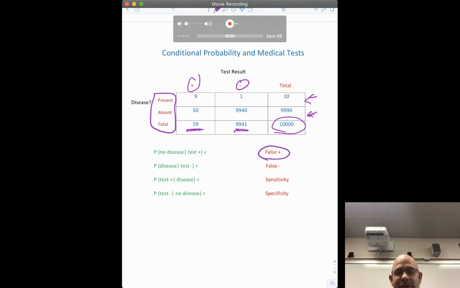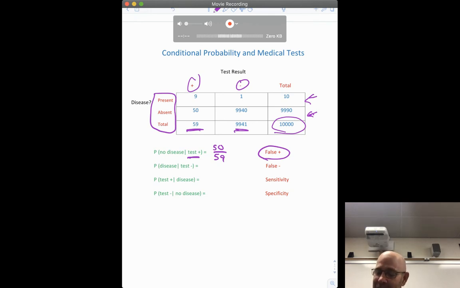First one is what's called the false positive rate. That's the probability of no disease given that you tested positive. So we tested positive, but we didn't really have the disease. If you go up to the top, remember the condition is test positive. So how many people tested positive was 59. And how many of those did not have the disease? 50 out of the 59. That's called the false positive rate. You tend to get a lot of false positives just because most people don't have the disease.